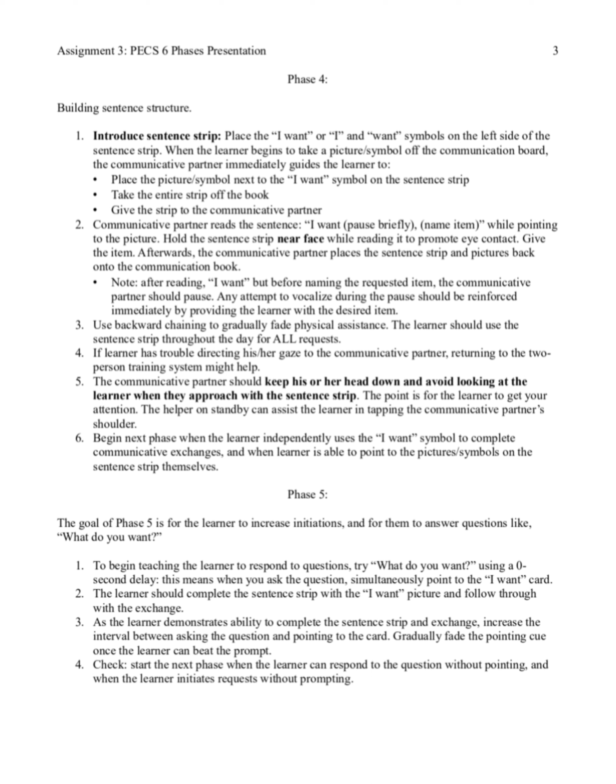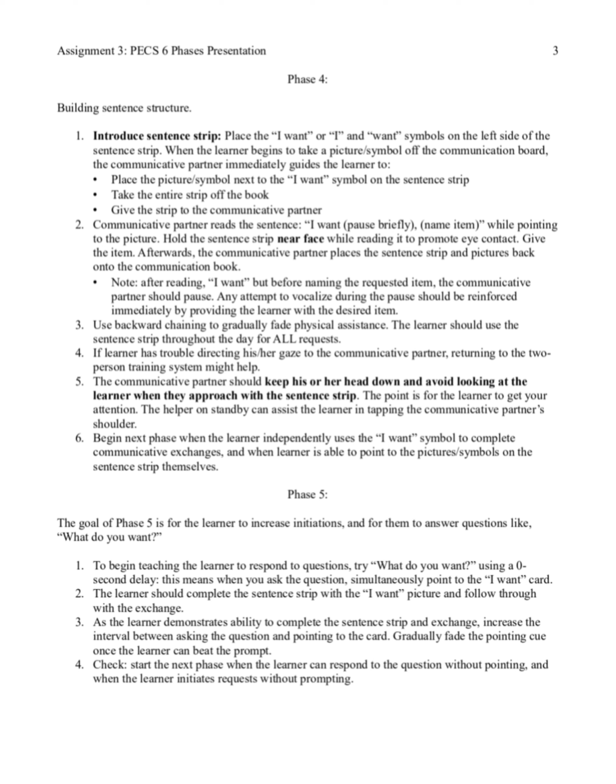If the learner has trouble directing his or her gaze to the communicative partner, returning to the 2-person training system might help. The communicative partner should keep his or her head down and avoid looking at the learner when they approach with the sentence strip. The point is for the learner to get your attention. The helper on standby can assist the learner in tapping the communicative partner's shoulder.